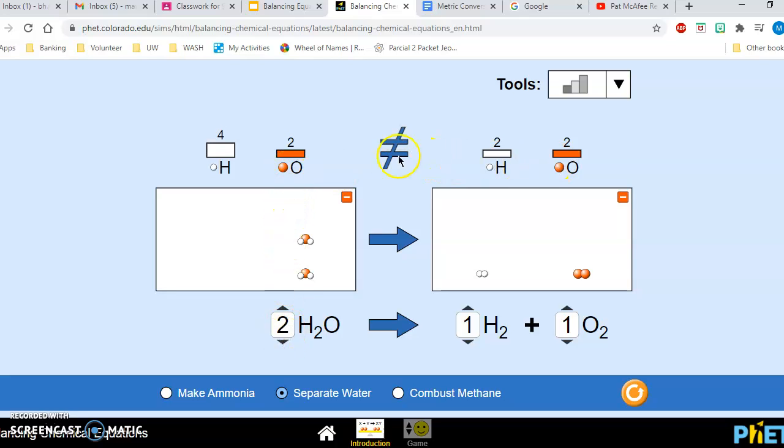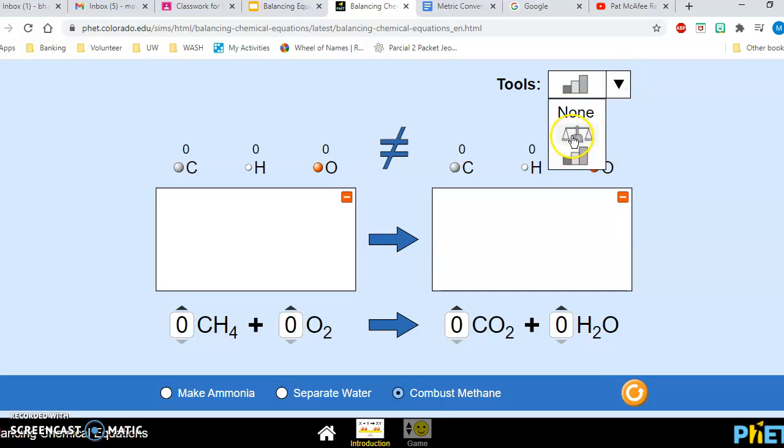Now our oxygens are happy, but our hydrogens are not. We have 4 hydrogen over here and only 2 hydrogen over here. If I were to increase this by 2, going from 1 to 2, we would now have 4 hydrogen, 2 oxygen, 2 oxygen. That means everything is balanced and we're happy.